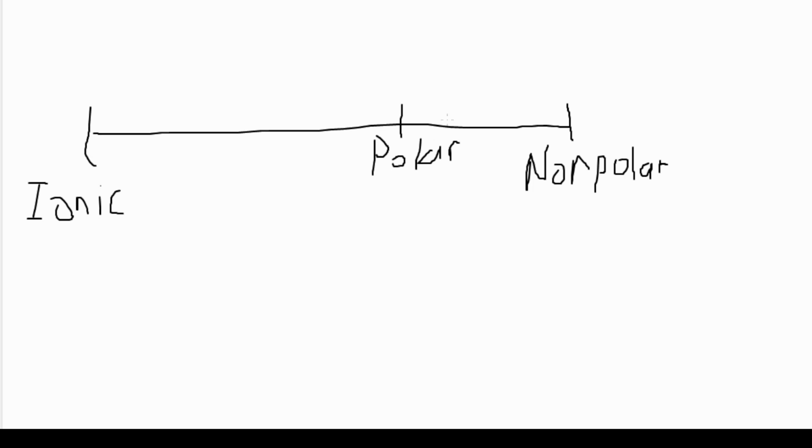All bonds lie on this spectrum. So all polar bonds, all covalent bonds have some ionic character because they're on the spectrum, and all ionic bonds have some covalent character because they're on the spectrum. And so that's just a little thing that the AP wants you to know. So just keep that in mind.